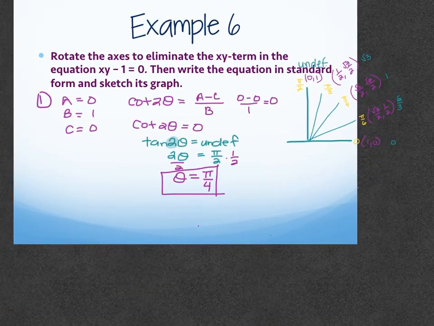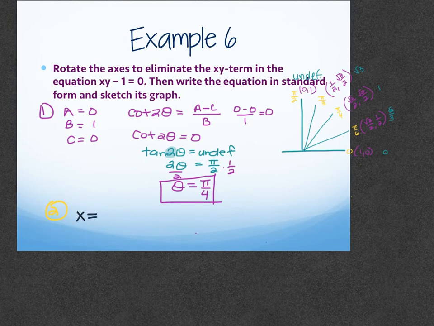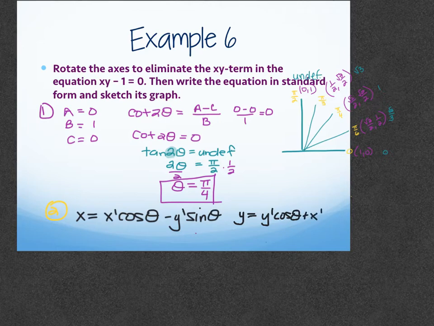Then step 2 is find the x's and the y's. So x equals x prime cosine theta minus y prime sine theta. Y equals y prime cosine theta plus x prime sine theta. Let me be consistent. So this should be just reversed order. It doesn't really matter because they're both addition, but I'll follow what it said.